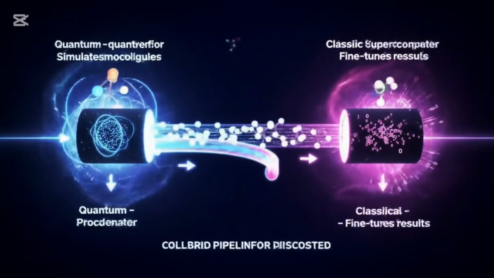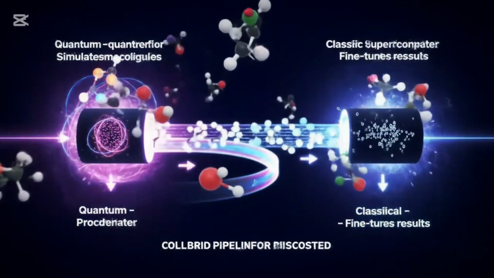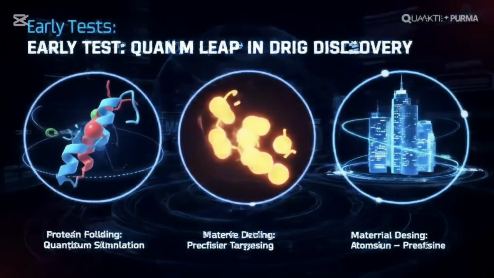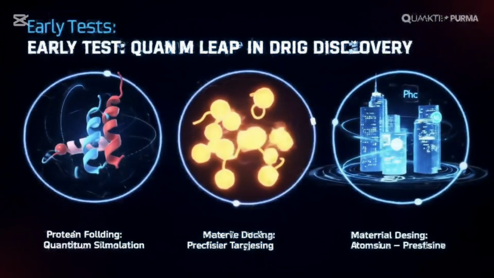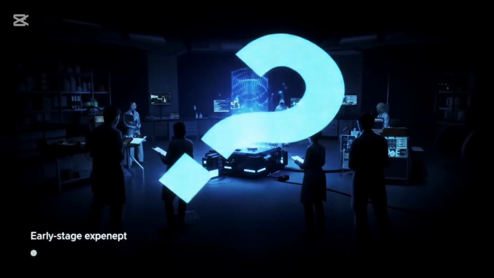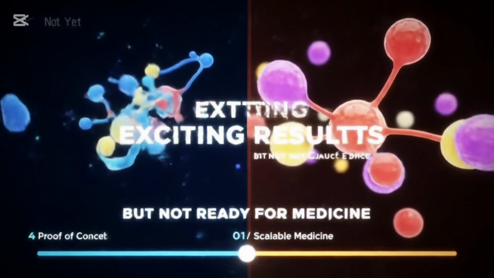In 2024, researchers proposed a hybrid pipeline. Quantum simulates molecules, while classical fine-tunes results. Early tests show potential for protein folding, enzyme docking, and materials design, with drug companies collaborating. But we're still at the proof of concept stage. These results are exciting, but not ready for medicine yet.